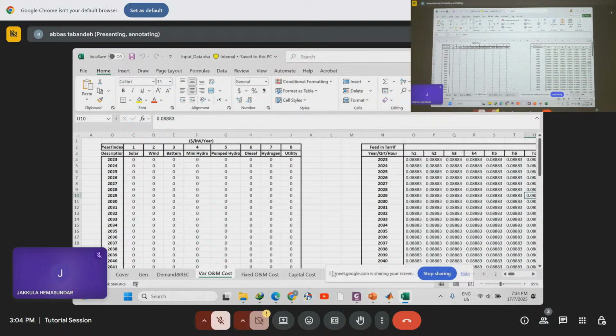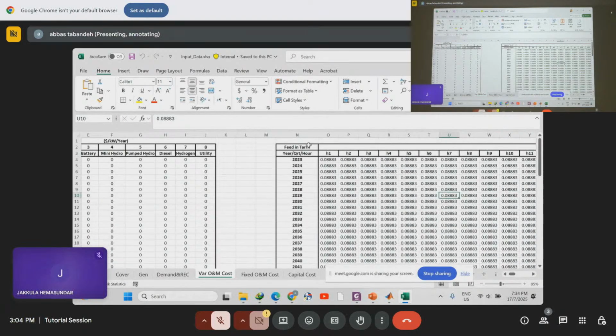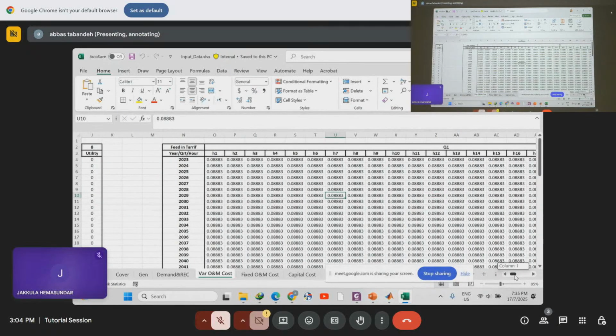And here you can see feed-in tariff data, because when the microgrid is in the grid connected mode, it can sell electricity to the upstream network. Therefore, we need to use feed-in tariffs for the microgrid. This is the price of electricity which is sold to the network. Again, we have used the data for different quarters.